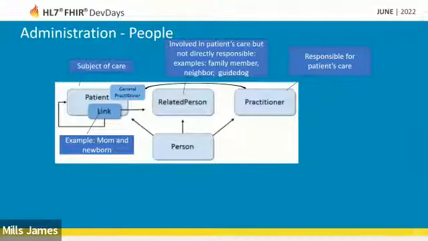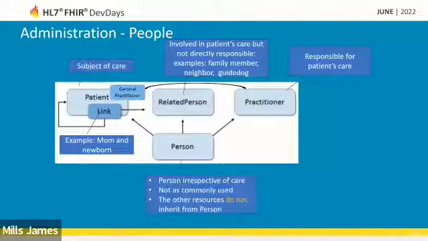And then we have a resource called person. Now, what you might think is that person consists of the core demographics that the rest of the people resources inherit, but it doesn't. All of the people resources in FHIR have core demographics fields. Person completely stands on its own. So it's actually not used as much.